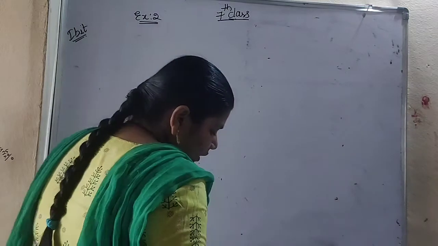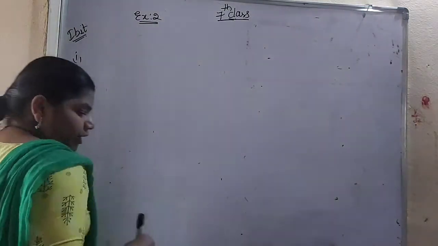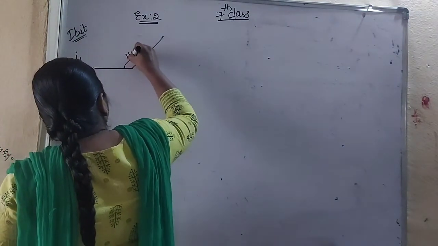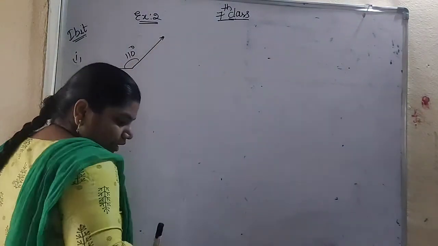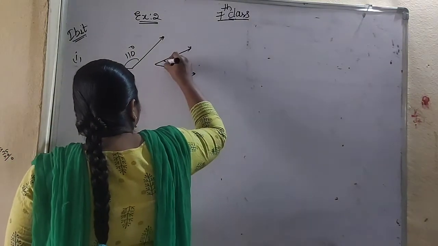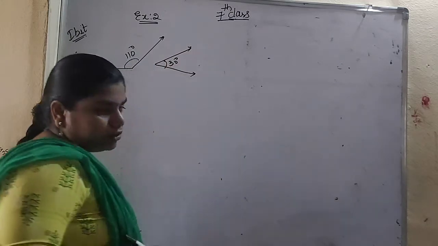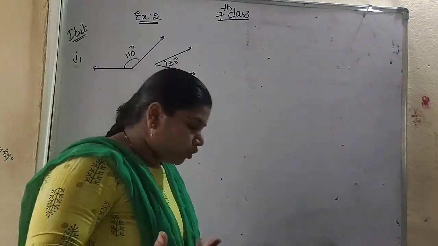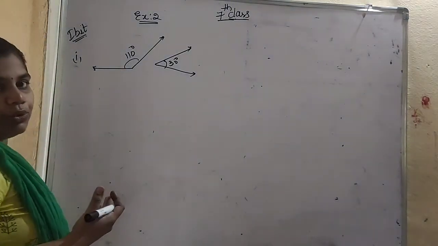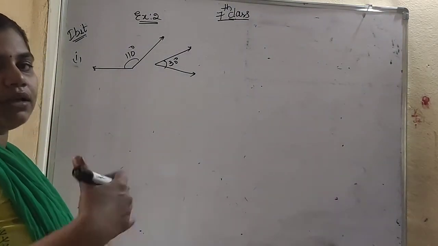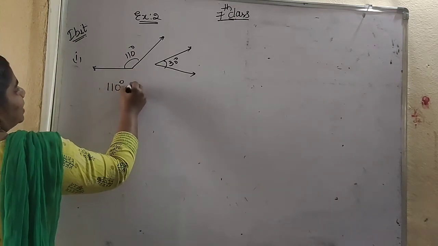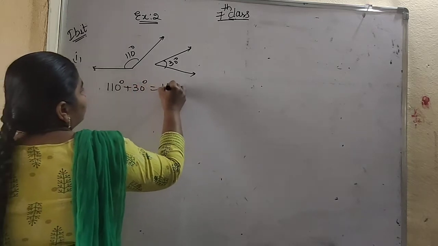So if I take the first figure, they have given 110 degrees, and the next one is 30 degrees. We have to check whether they are complement to each other or not. Complement means the sum of two angles should be equal to 90. So add these two: 110 plus 30 is equal to 140.